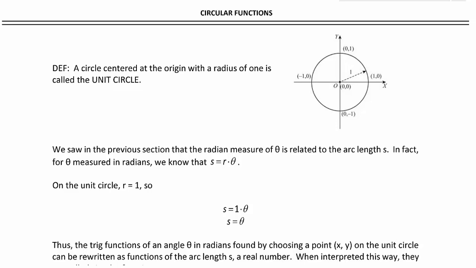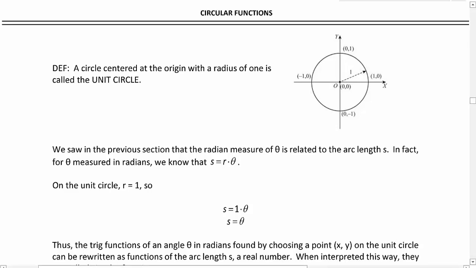This video gives us an introduction to circular functions. A circle centered at the origin with a radius of 1 is called the unit circle. We saw in the previous section that the radian measure of theta is related to the arc length s. In fact, for theta measured in radians, we know that s is equal to r times theta.